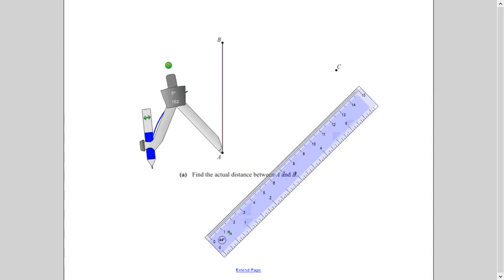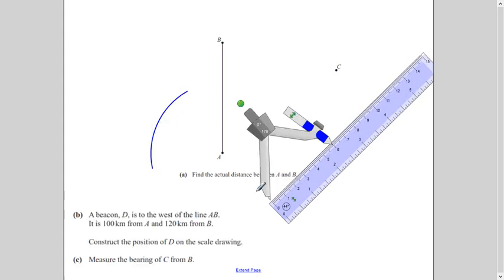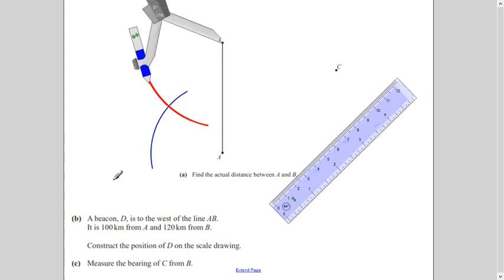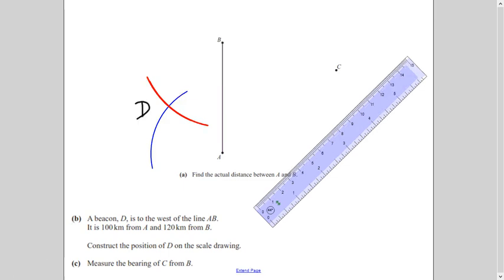So now you have drawn the arc from point A, which was 100 kilometers. Now from point B, we changed 120 kilometers, which was equal to 6 centimeters. So now you will measure 6 centimeters again. I have put up the question here again for your reference. Now this 6 centimeters you will draw from B. So you will put your compass here now, you can see, and draw the arc. So where these two arcs are intersecting, that is your point D.